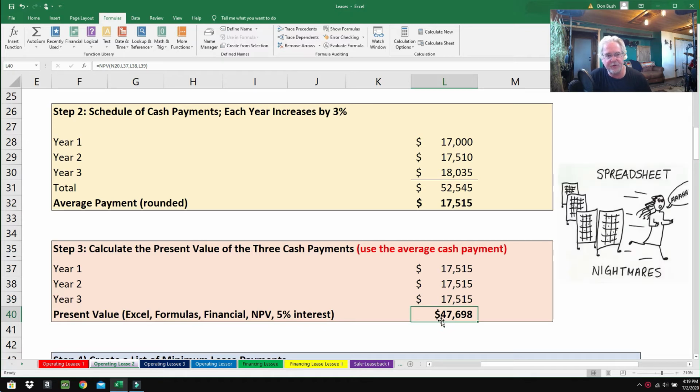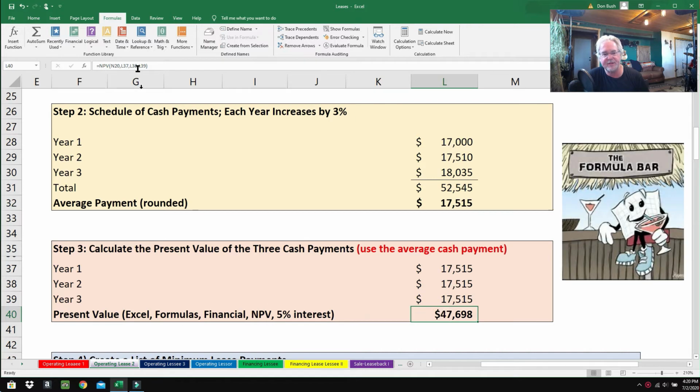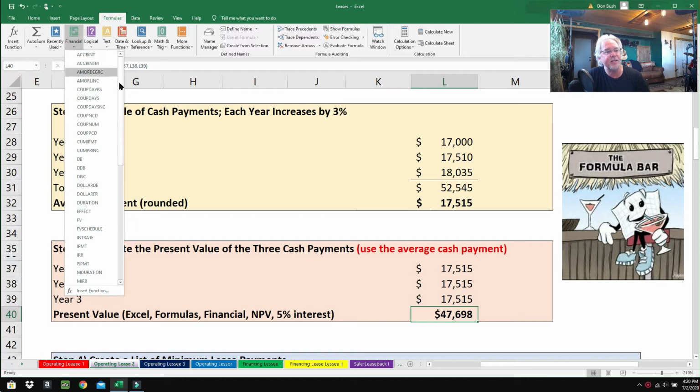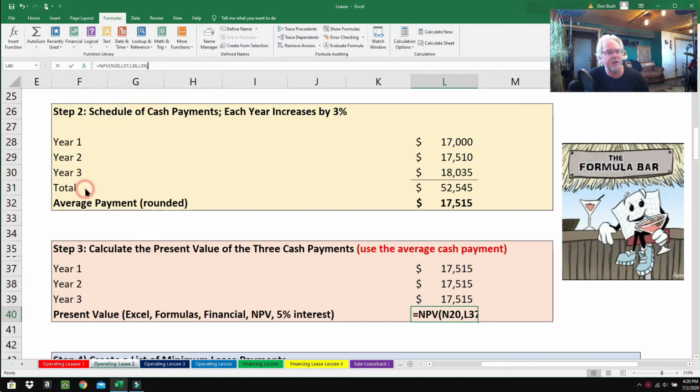Now if you're not very up on Excel, this is a good time to get started. Excel is a wonderful program. You need to use it, folks, especially if you're in business or accounting. So I wrote down here some notes. Excel formulas, financial NPV, 5% interest, and so you can use that to help figure out what to do. So what you do is you go up here to formulas, and you go to financial, and you come down here to NPV. NPV, there you are.